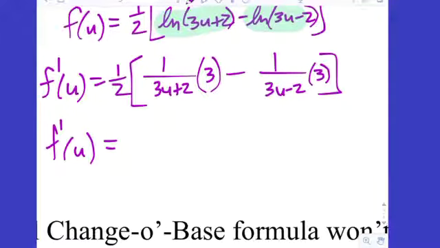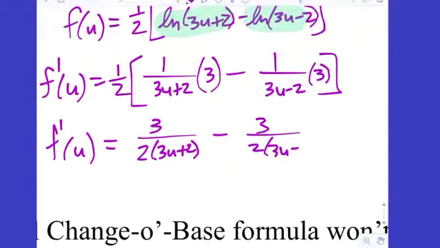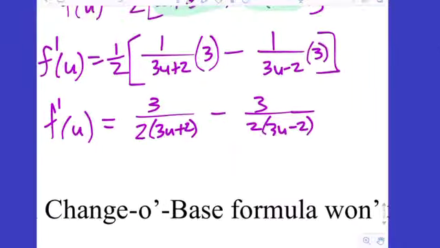I'll distribute the 1/2 and put the 3 in the top. You get 3 over 2 times 3u plus 2 minus 3 over 2 times 3u minus 2. So instead of distributing the 1/2, you could have actually factored out the 3 from both of them and gone from there. But from here, you could get a common denominator if you want. 3u plus 2 and 3u minus 2 are conjugates, so if we did proceed in getting into a single term, it would probably be pretty nifty. But I'm not going to do that.